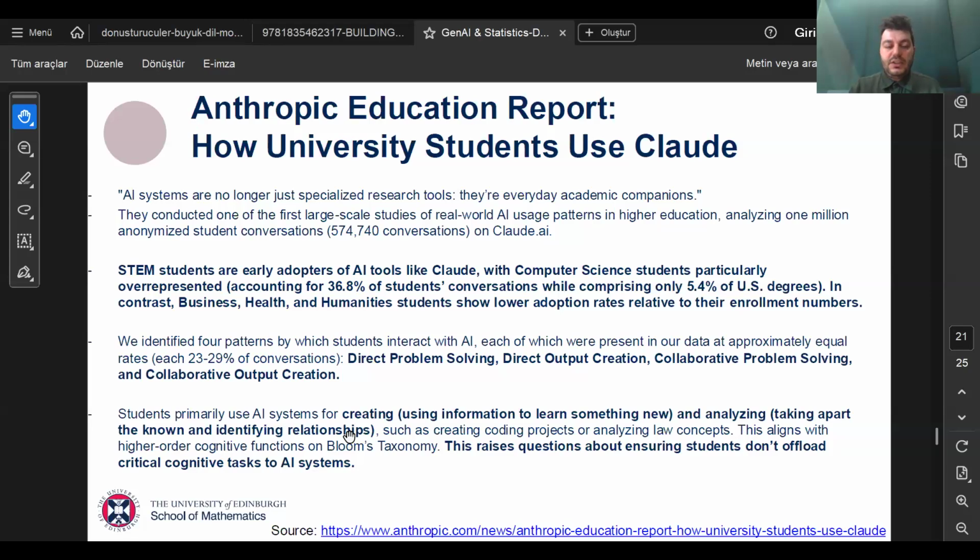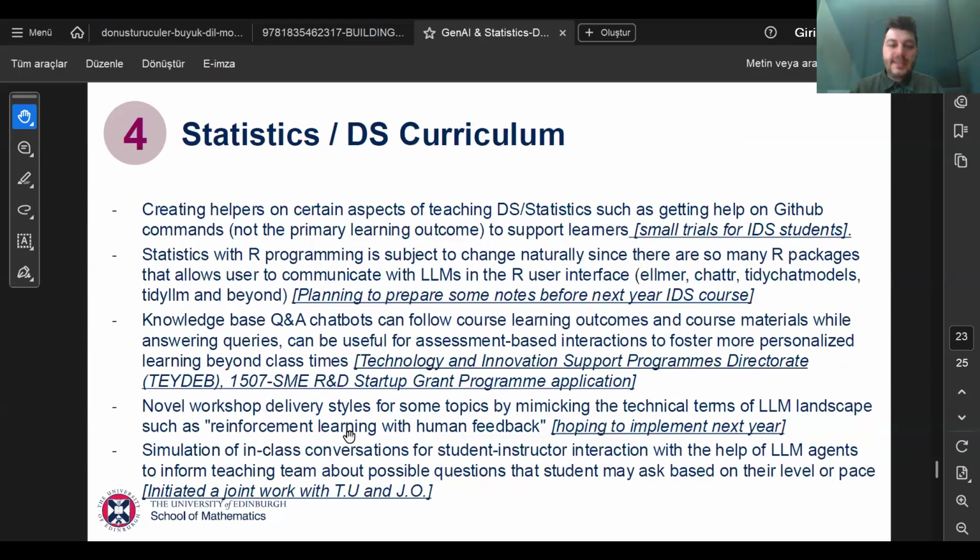So we need to do some, let's say, clever injections of these tools into our teaching of statistics and data science courses, I would say. These are a couple of ideas that I have been thinking recently. There are some examples of getting help from chatbots specifically designed for specific courses, such as computer science or even data science, belonging to 2024, if I'm not wrong. There are some initial efforts in that direction.